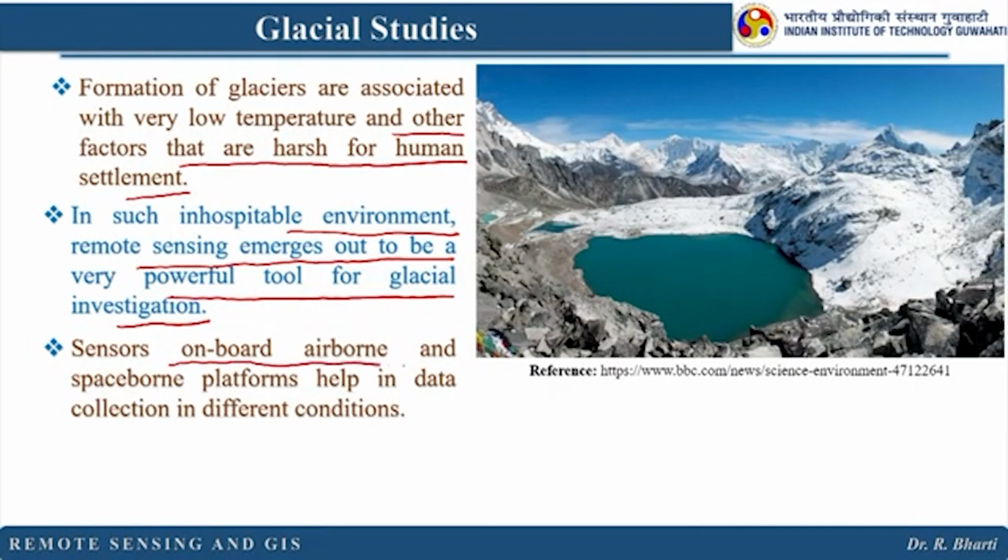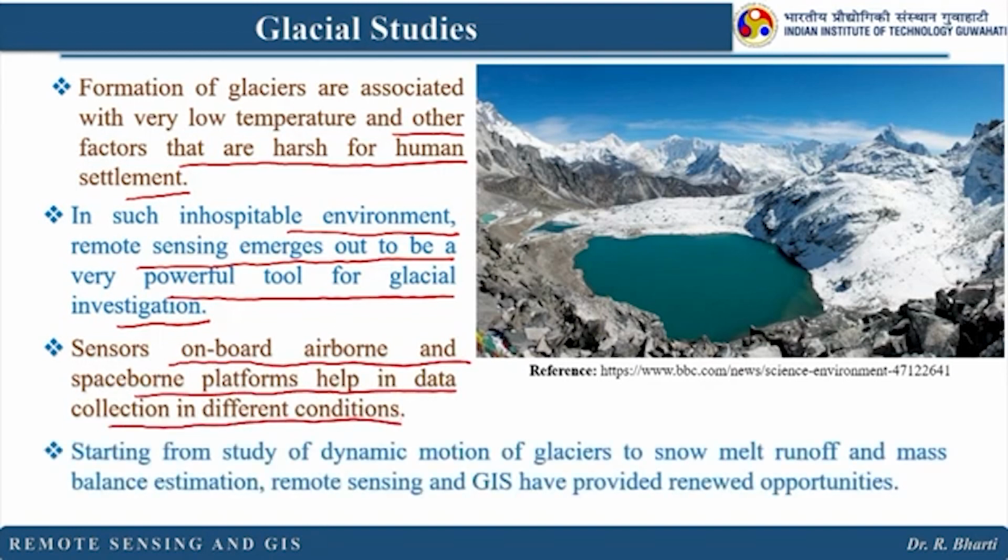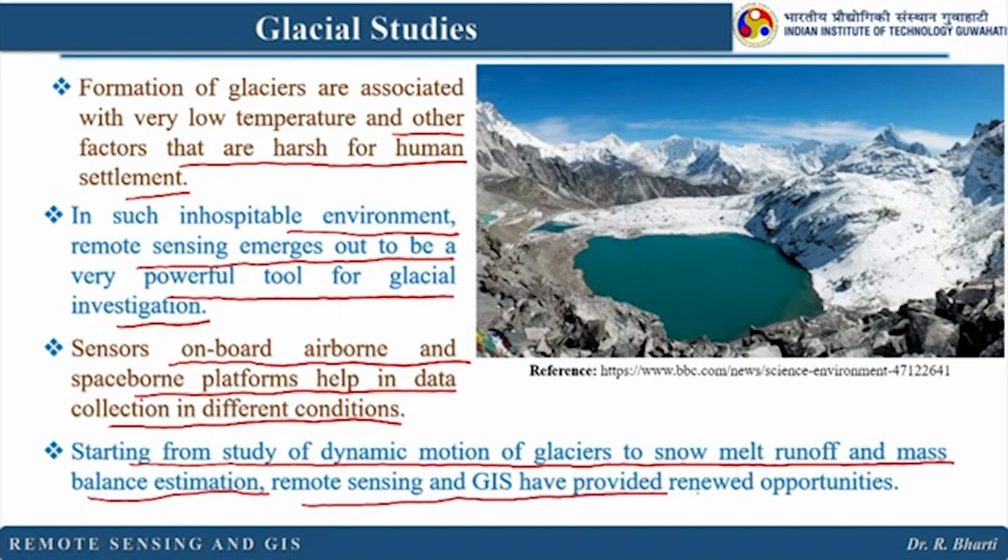Sensors onboard airborne and spaceborne platforms help in data collection in different conditions. That is true. Starting from the study of dynamic motion of glacier to snow melt runoff and mass balance estimation, remote sensing and GIS have provided renewed opportunities. There is a lot of data available nowadays, so you just have to identify appropriate data suitable for your studies.